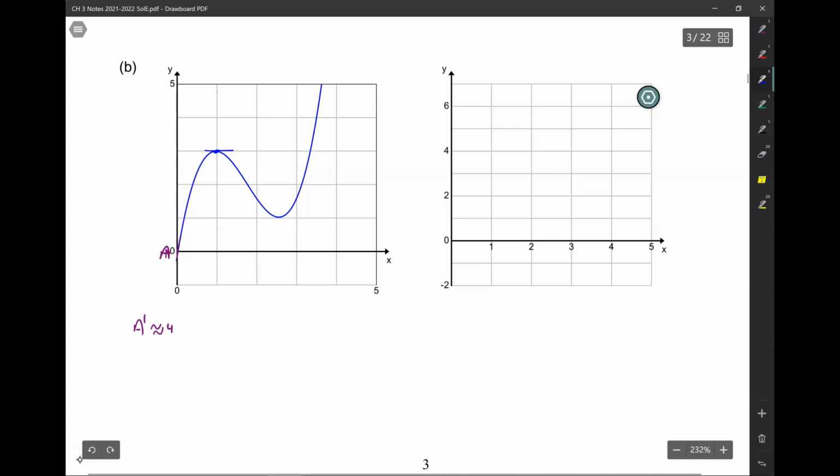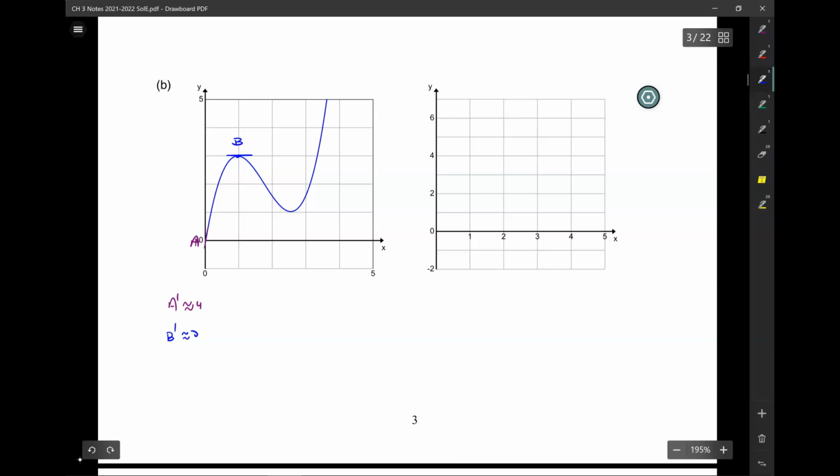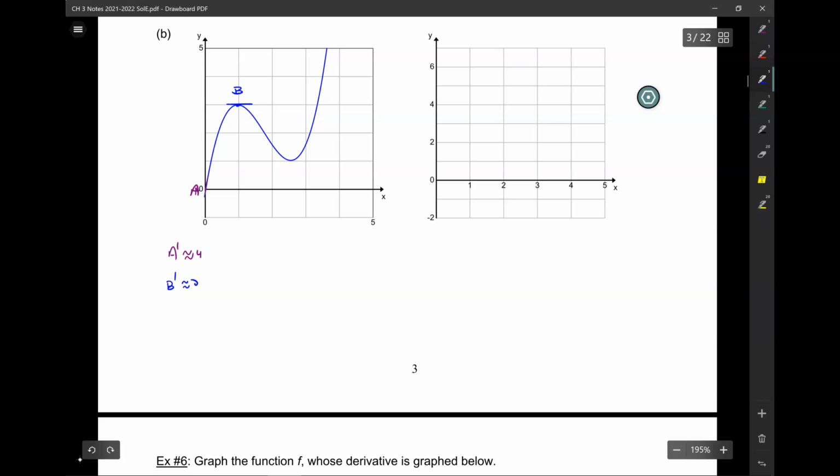Here, do you see how the slope is 0? Let's call that point B, and we'll say B prime is 0, right? We're estimating. And then, let's pick another point, C. I'm going to pick one here at x equals 2.